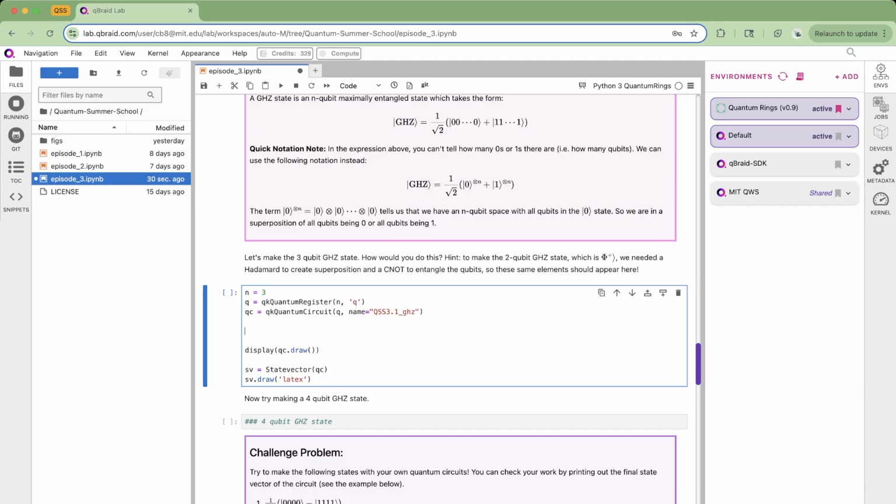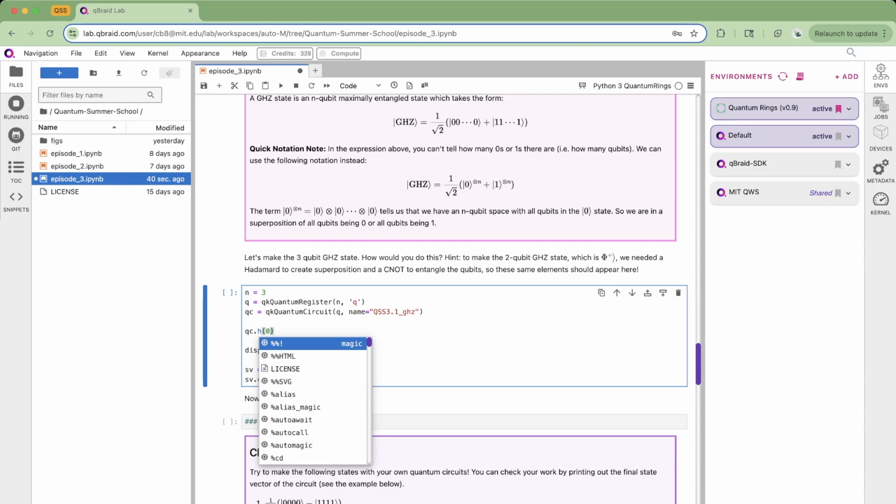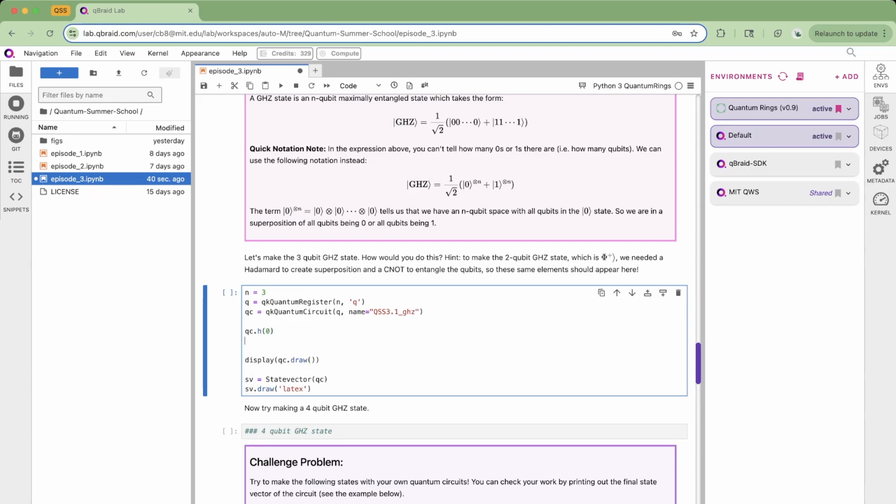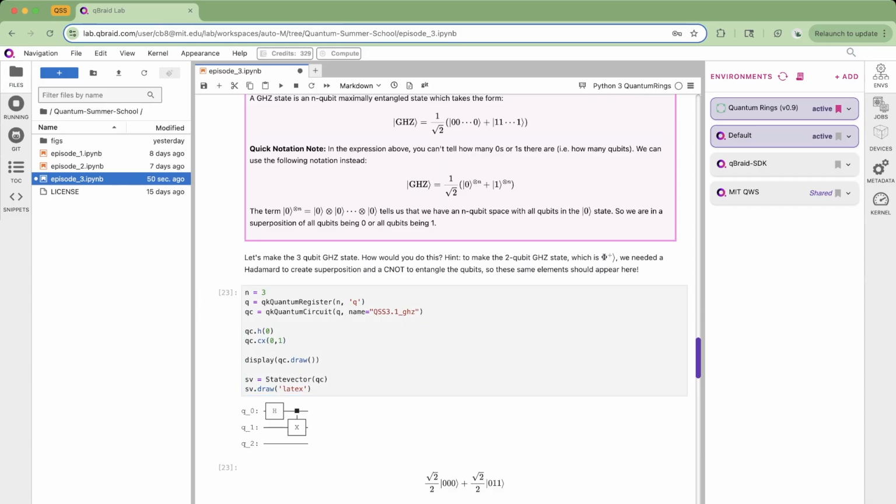Okay, so let's try making our 3 qubit GHZ state. First, we want to create superposition. So let's apply a Hadamard gate on qubit 0. And then we want to entangle our qubits. So we need a controlled NOT. And let's do one controlled on 0, targeting 1. Let's see where we're at after we just did this part. So here we have our Hadamard and then our controlled NOT. And we can see that we have the state 000 plus 011. So this is almost what we want.